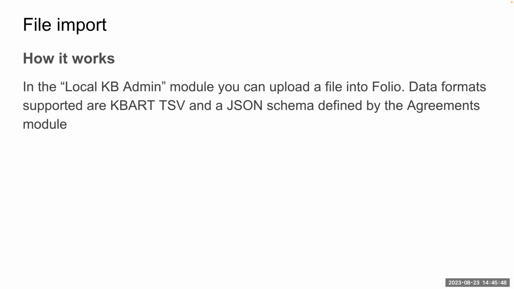Martina showed it earlier, and you can upload a file into Folio. And the data formats supported are KBART and a JSON schema that is defined by agreements. So that JSON, if you're not familiar with it, think XML, but either simpler or more complicated, depending on your point of view. It's a way of structuring data, and you can create a file which you can import into agreements.